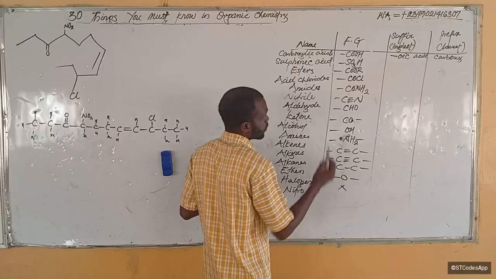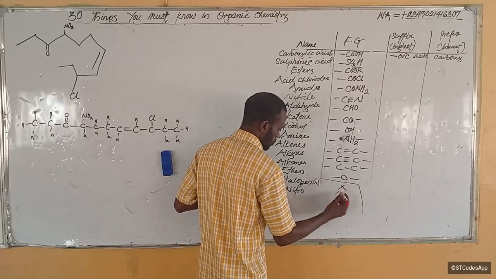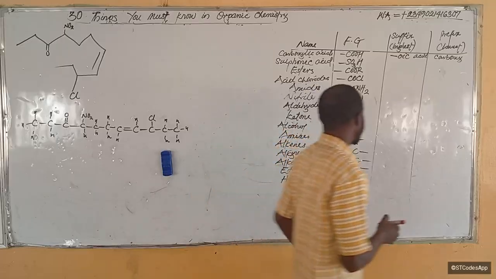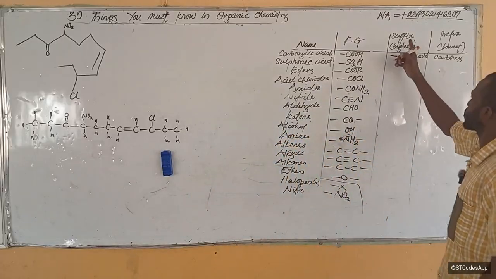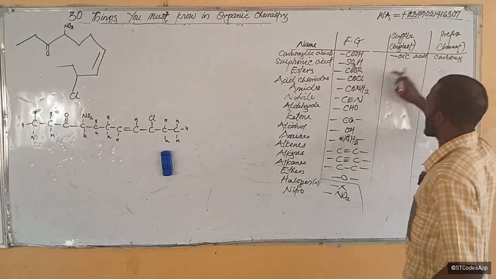Then these are actually not functional groups. From this one down is not functional group. They are just substituents. But nitro is this. Alright, so here's my point. What is the suffix when you have a carboxylic acid? Of course, you end it with oic acid. That's what I'm saying.